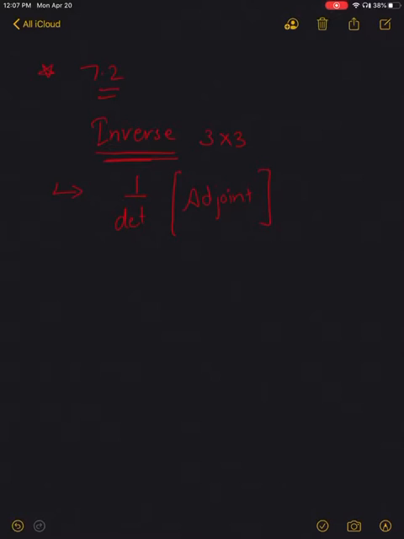So the only thing that's going to be different or something new for you guys, it's going to be adjoint. How to find adjoint matrix for 3 by 3 matrix. It's different than 2 by 2. Actually, it has 4 different steps to follow. That's the reason I want you to have your packet handy.